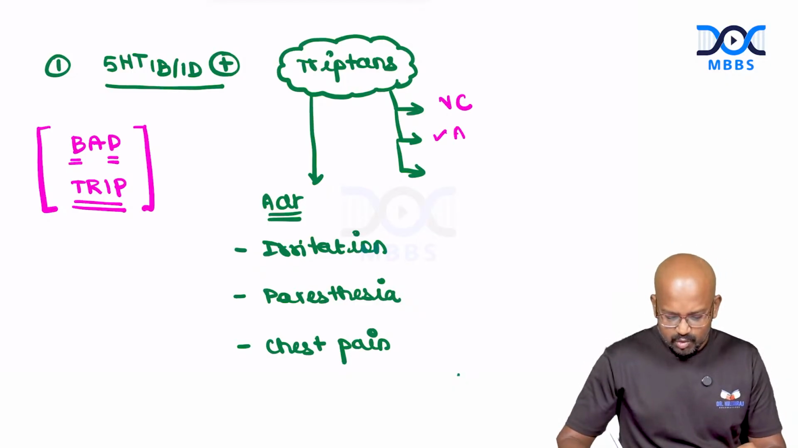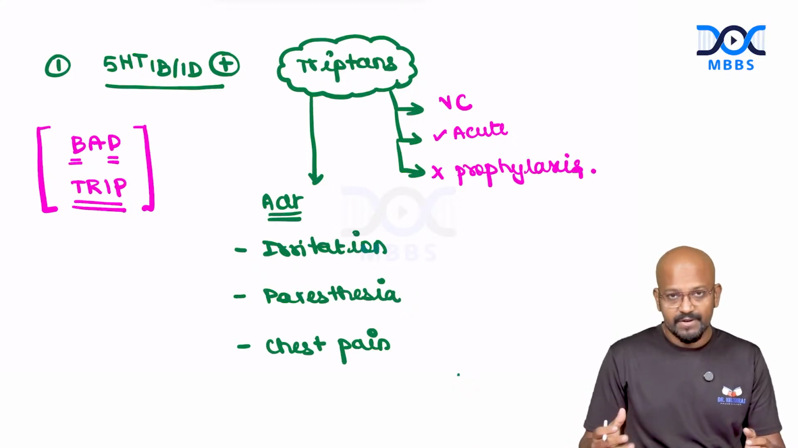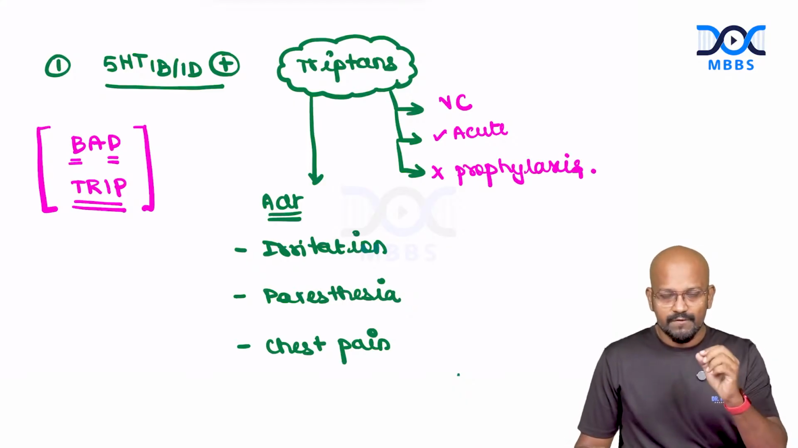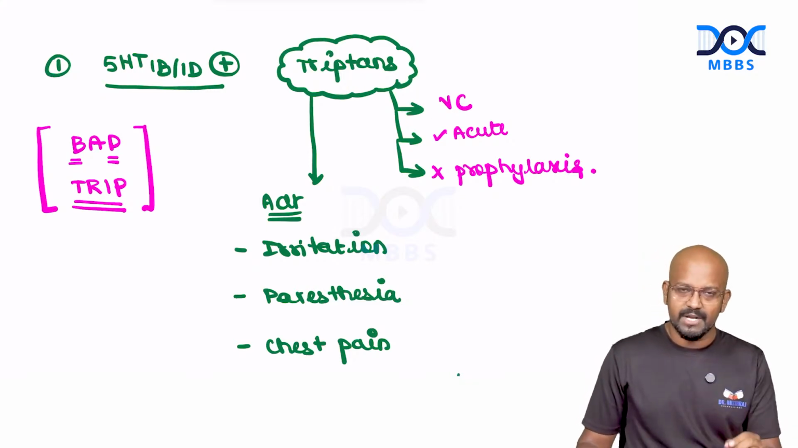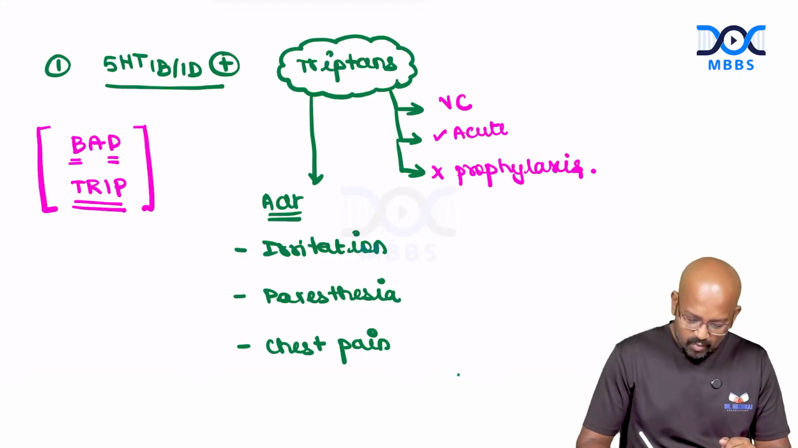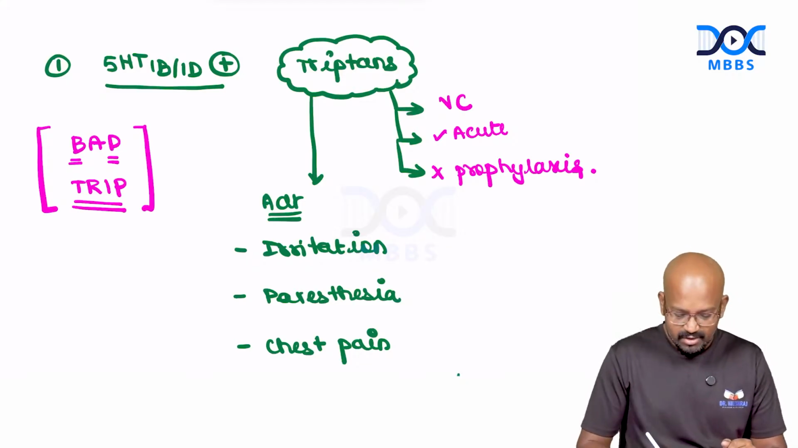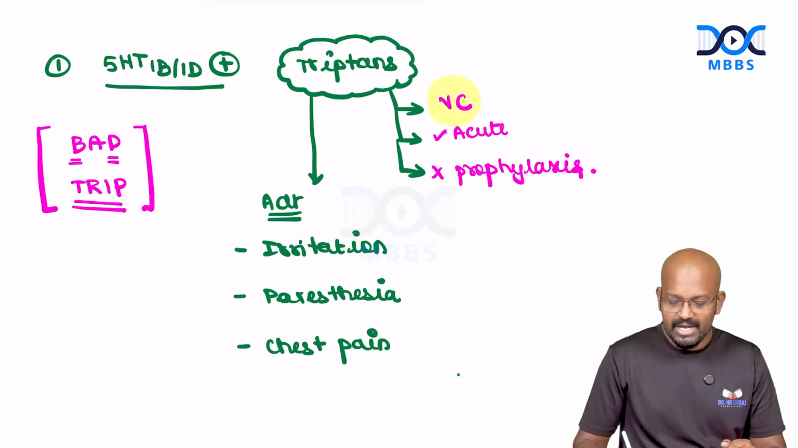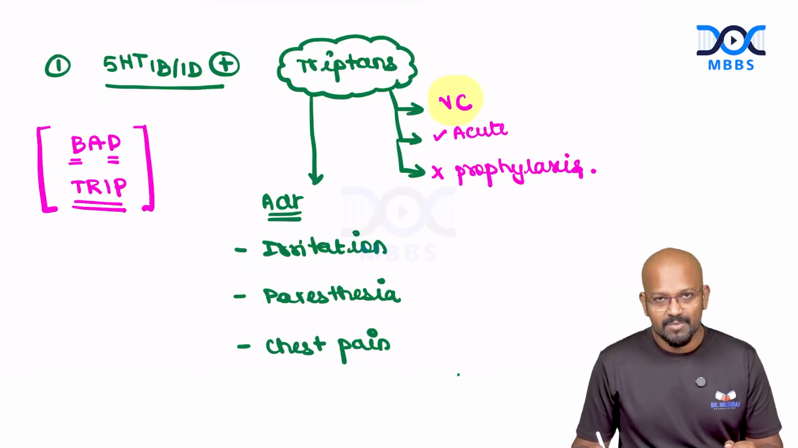This can be used only for acute migraine. It cannot be used for prophylaxis. It is not used for prophylaxis or for prevention or for long-term therapy. Only for short-term therapy, we can use triptans. Why is that? It's because of the adverse effect profile. Why is the adverse effect profile very much severe? Because of this particular property again, which is vasoconstrictor property.